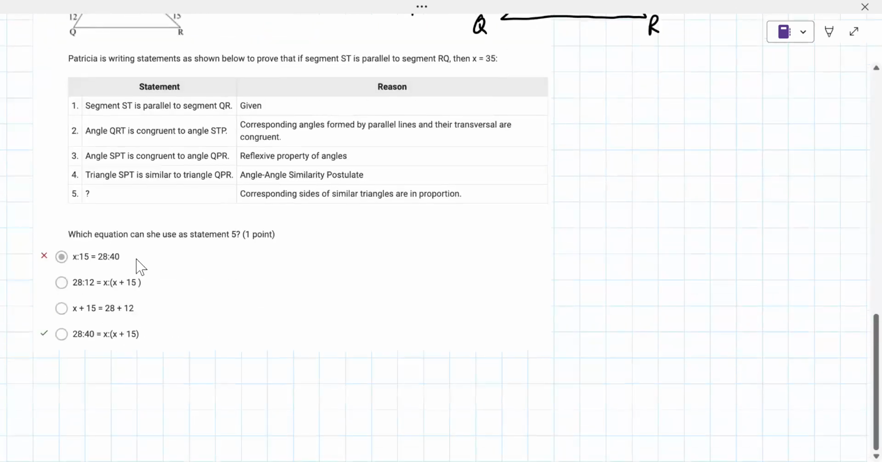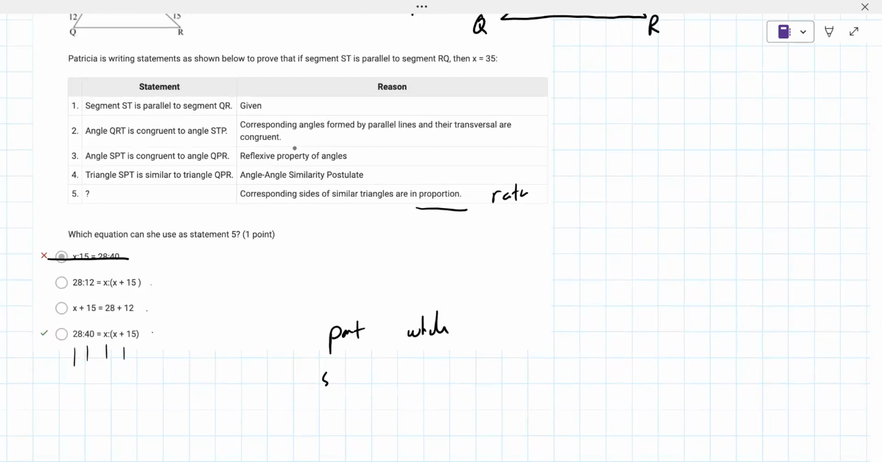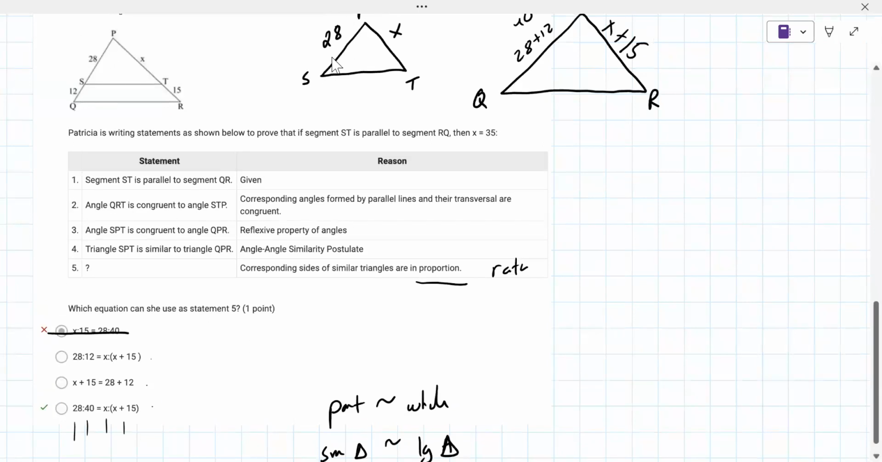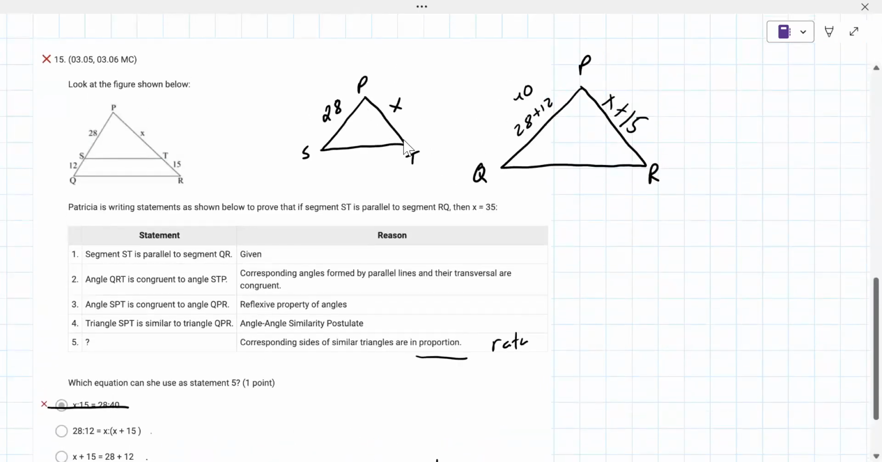When you look at the answers here, all of them have that, but because it's a proportion, they're using ratios with these colons. You're going to have to have two of each. I call it part to whole, but really it's the small triangle to the larger triangle that are in proportion. So this 28 here goes to the 40, just as the x goes to the x plus 15. Oh, that's what they're trying to get at there.